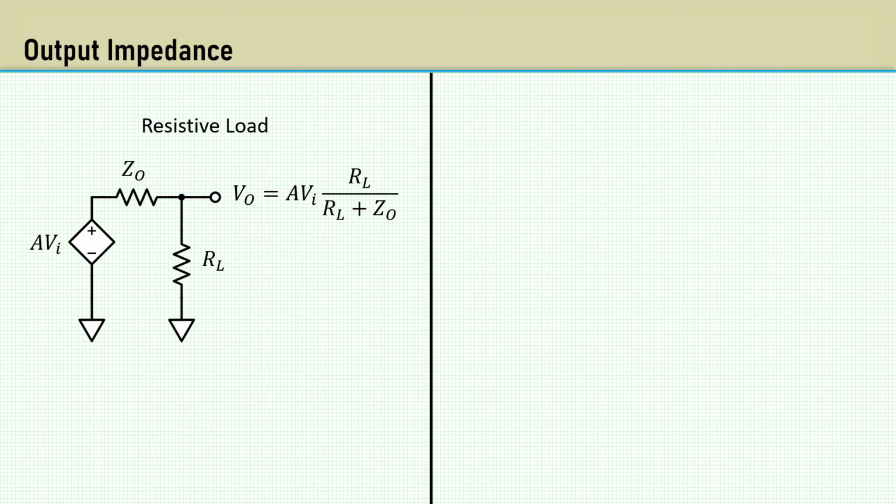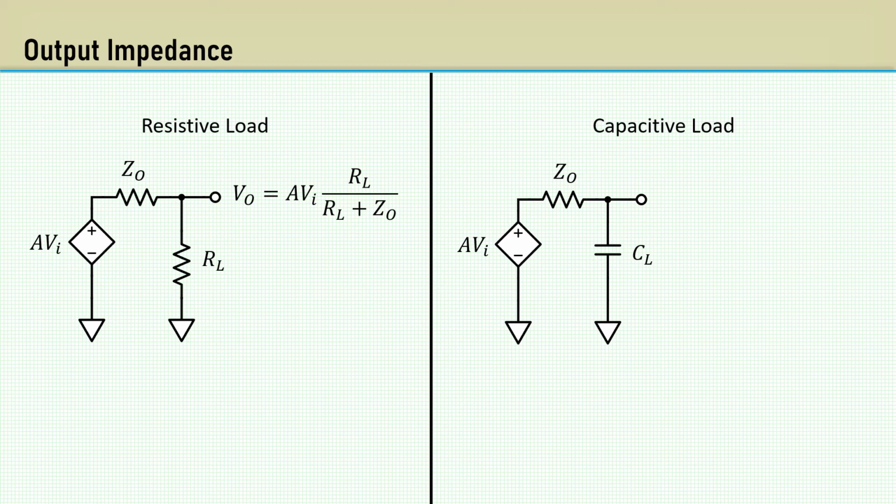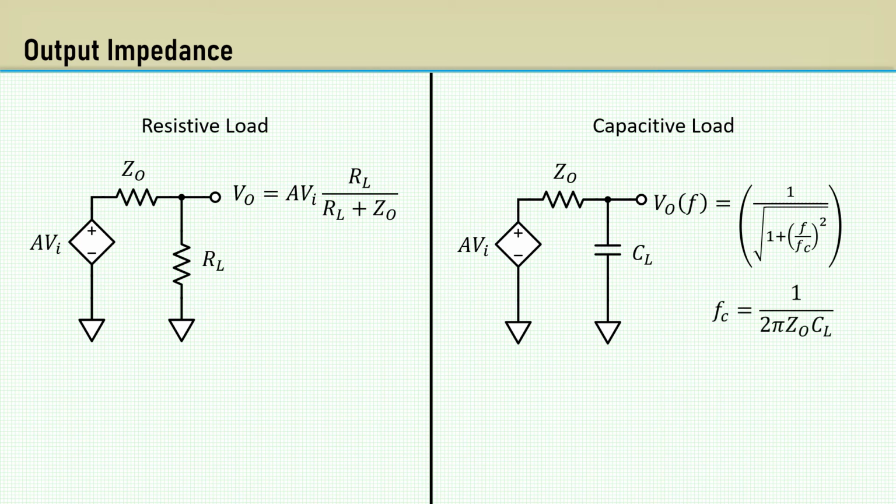With a resistive load, the effective output impedance is simply a voltage divider reduction in output swing capability. But a capacitive load can cause a stability problem. The output voltage as a function of frequency is a single-pole low-pass function with the magnitude here. The cutoff frequency is when the reactance of the load equals the output resistance.